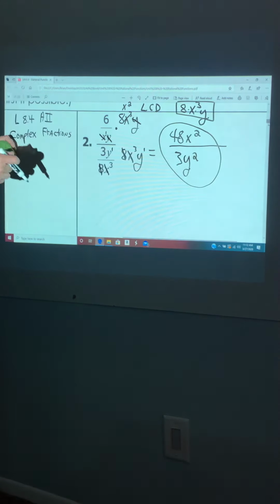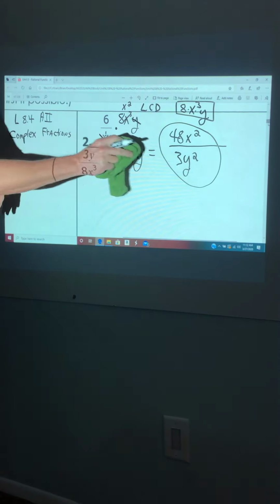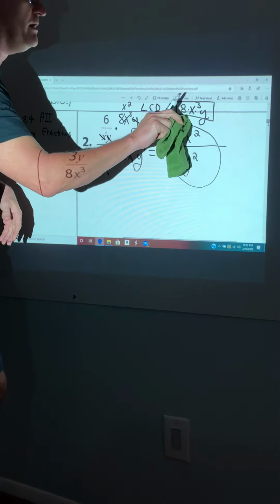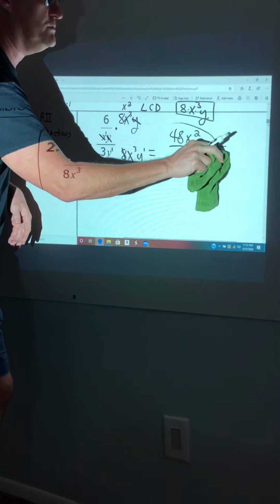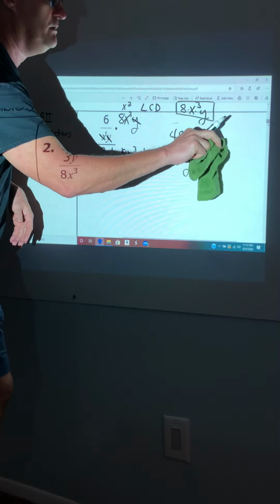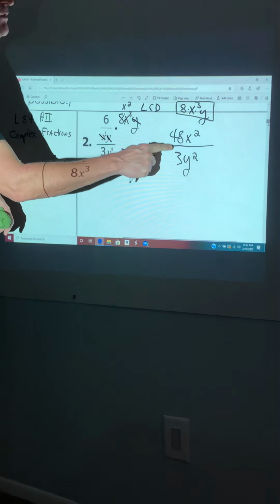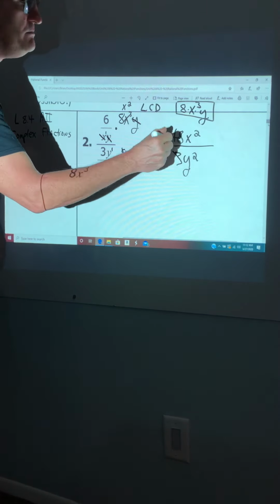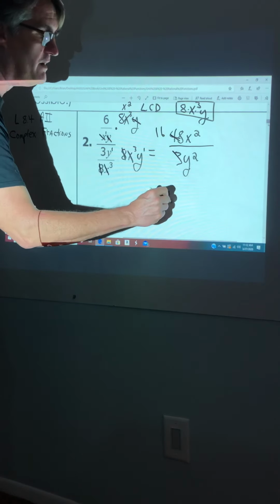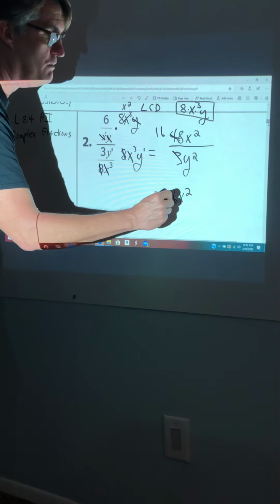All right. Ooh, wait a minute, I got a little too happy. Yeah, do you see? I went and circled it, I got all excited. But honestly, did you notice you can reduce 48 and 3? We're always saying you've got to reduce your fractions. Well, yeah, 3 will go into 48 16 times. All right, so really your final answer is 16x squared over y squared.